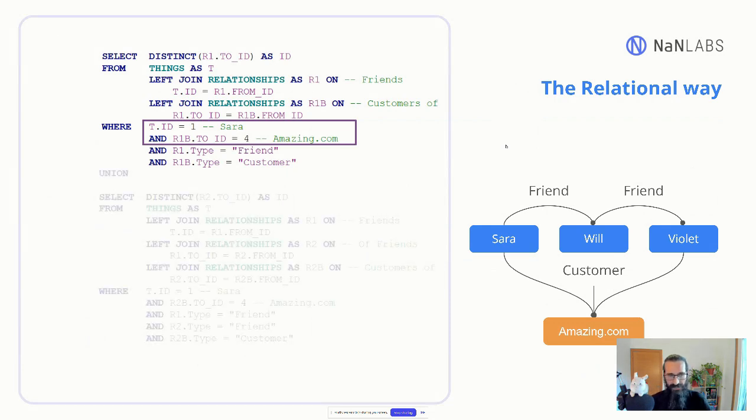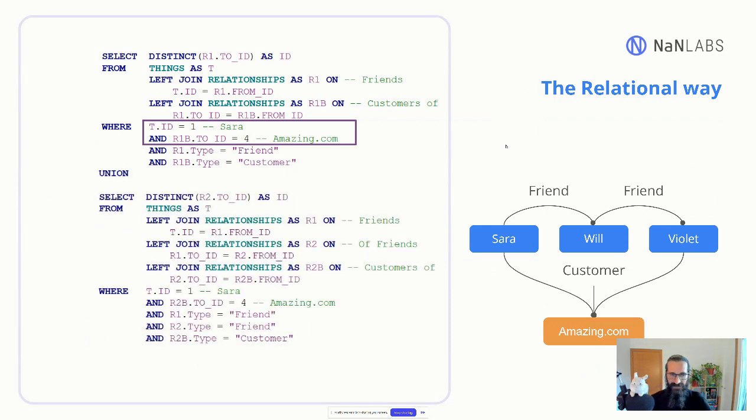But I also need the friends of friends, so two-level indirection. So I might use a union, having another select, another join, with friends of friends, with customers. So I get what I need, but I have the IDs. So I need one extra step, which is another join. And now I get the names. Voila.